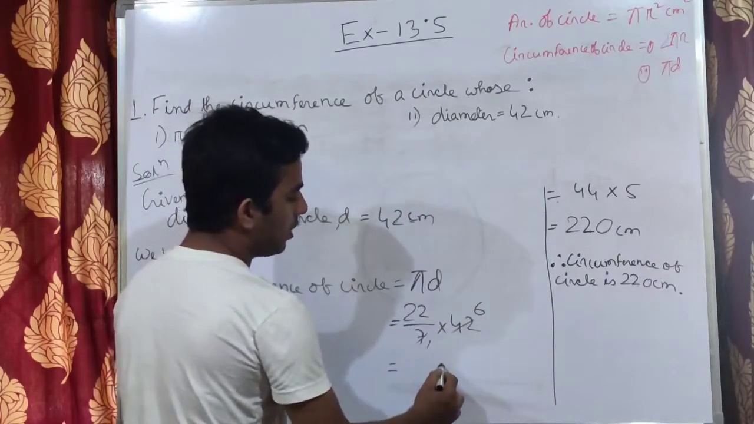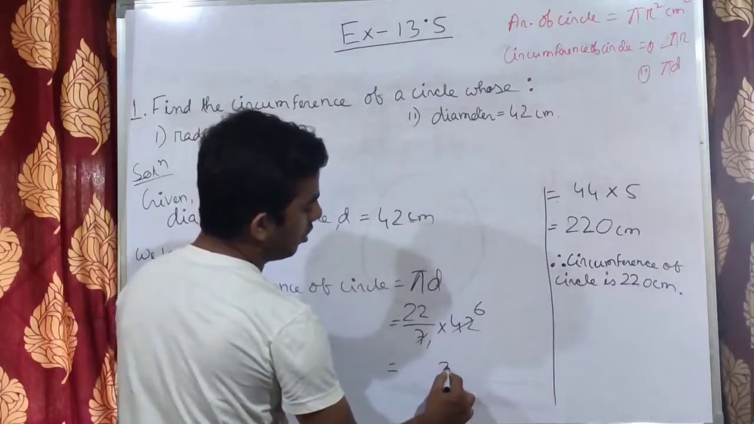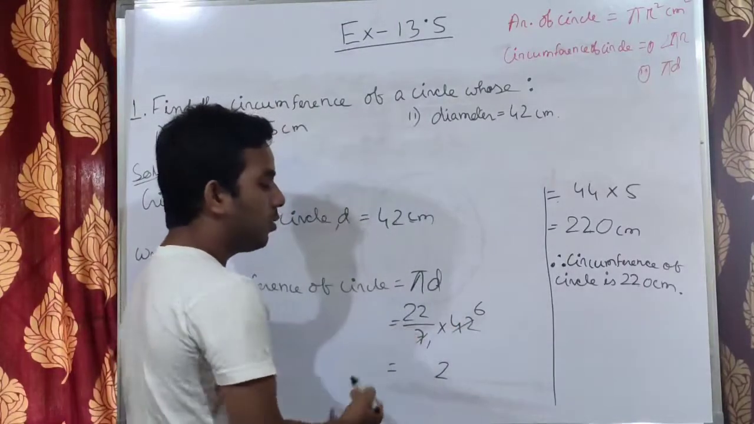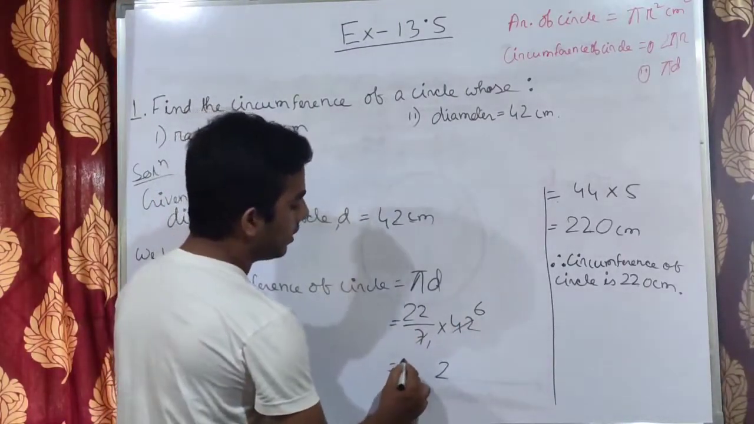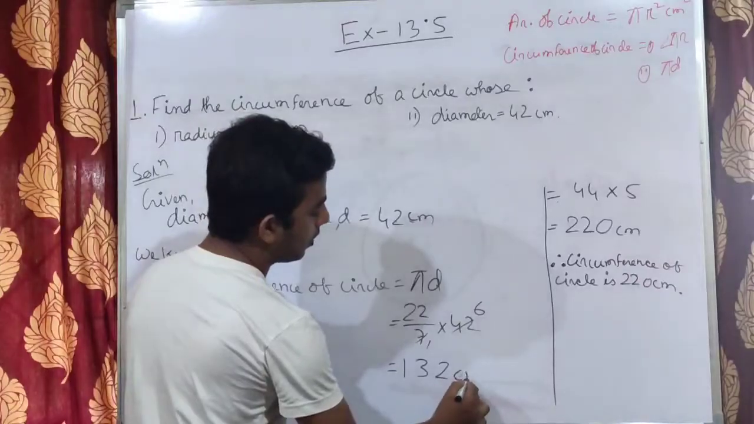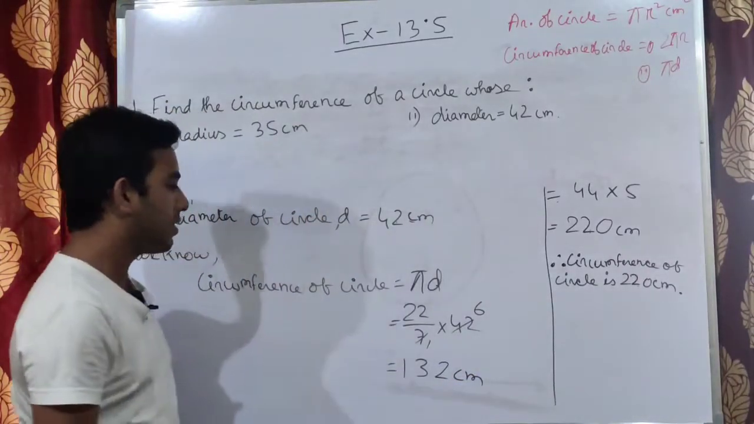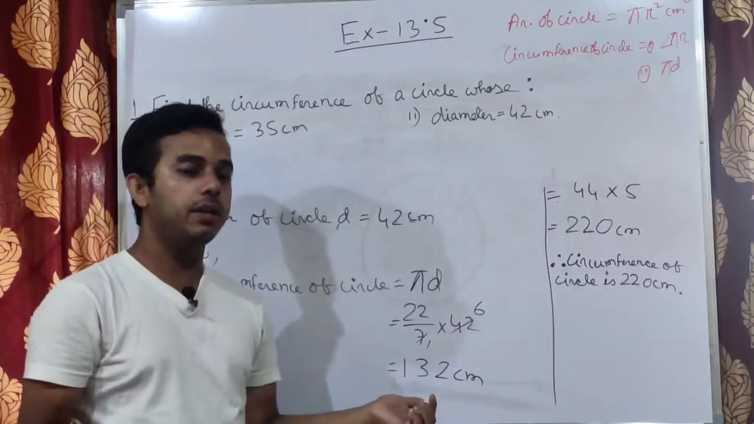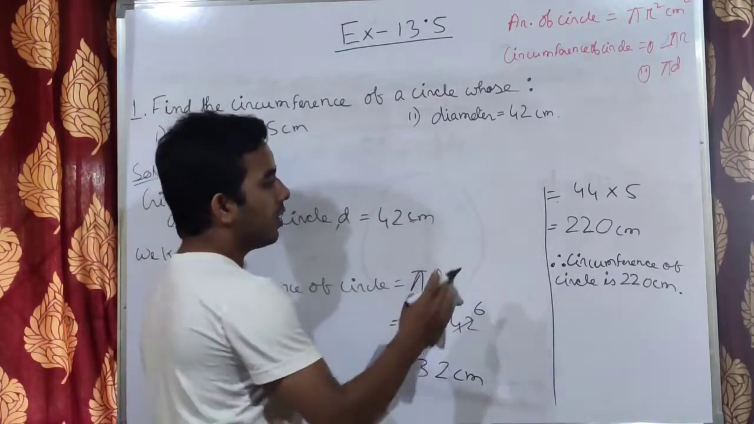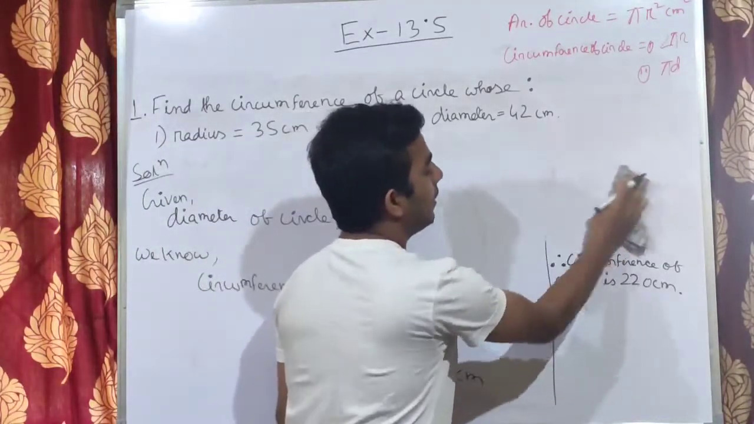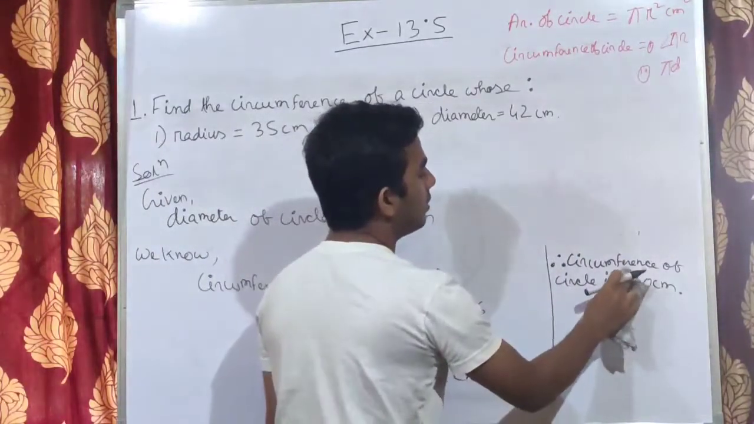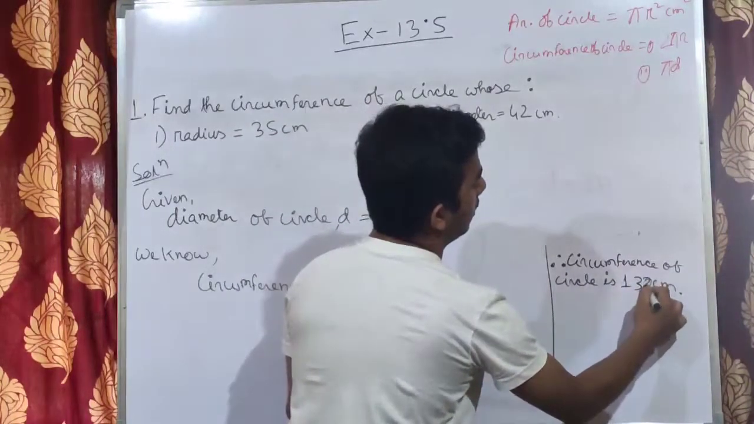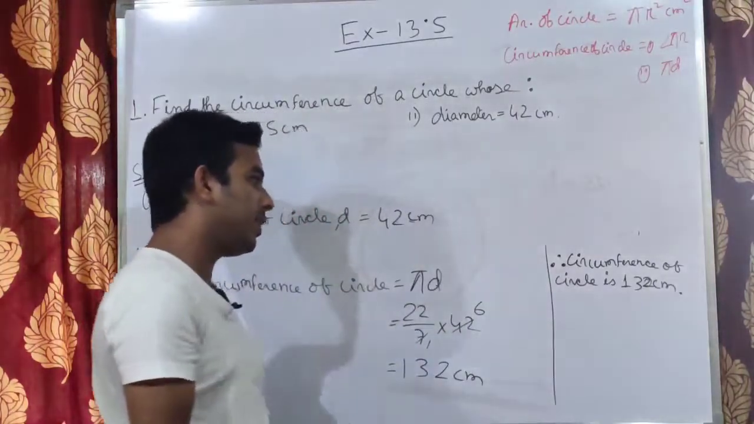Then 6 into 2 is what? 12. 1 remainder, again 6 into 2 is 12, plus 1 is 13. That is, the circumference of circle having diameter 42 is 132 centimeter. So last we will write, therefore circumference of circle is 132 centimeters. Finish.